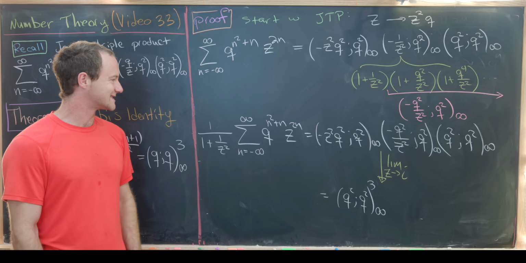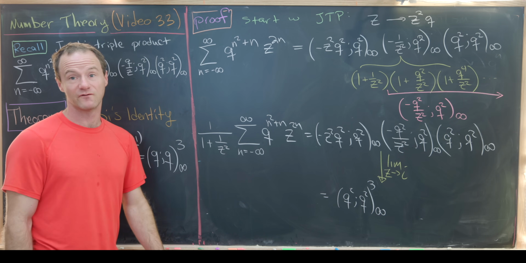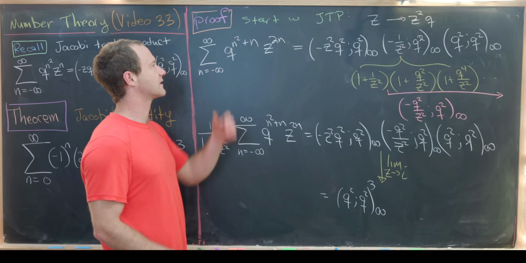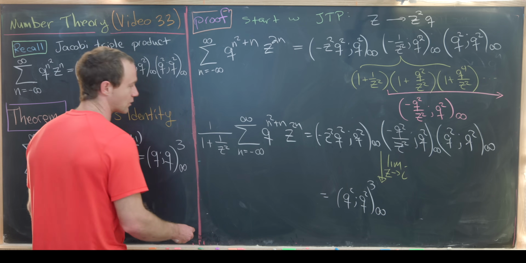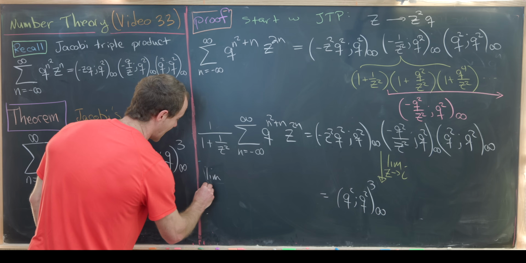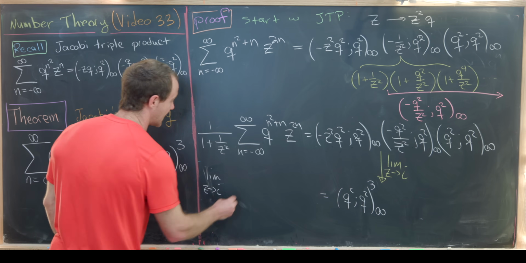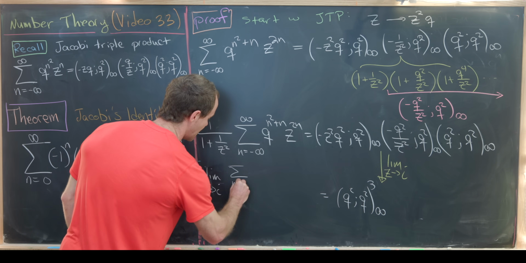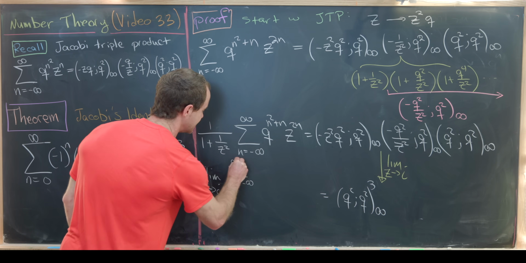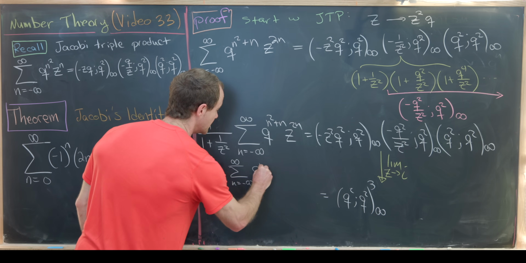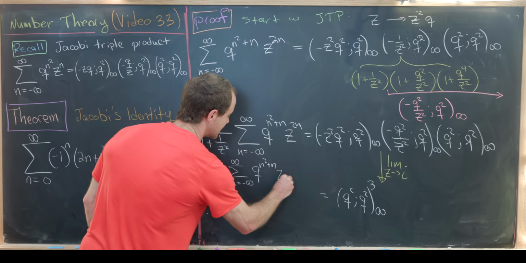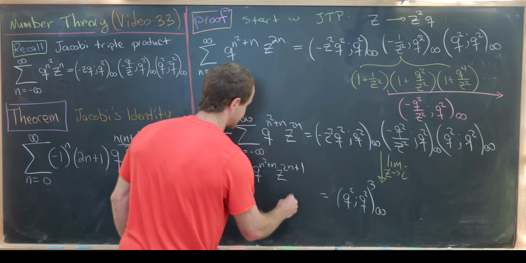Now, what can we do with this left-hand side? Well, I'm going to rewrite it involving the limit, and then we'll do the calculation starting at the beginning of the next board. So this will be the limit as z approaches i of the sum as n goes from minus infinity to infinity of q to the n squared plus n times z to the 2n plus 1.